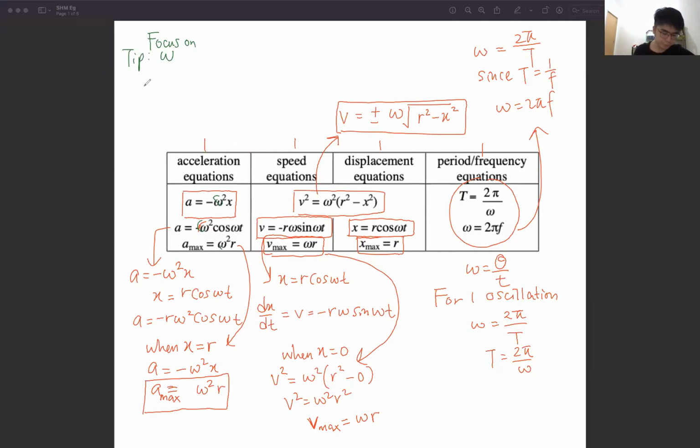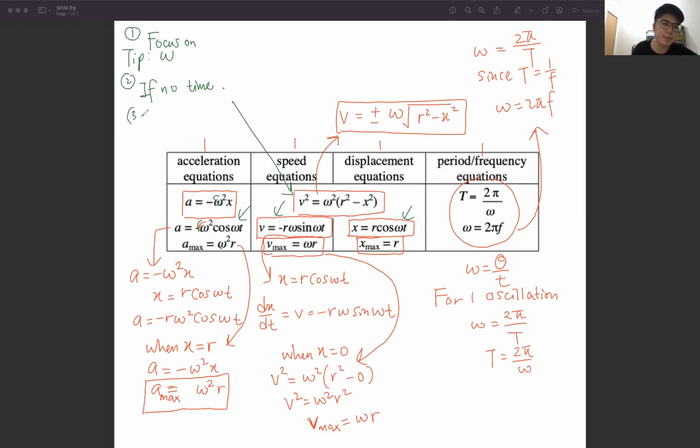And tip number 2: if time is not mentioned, if no time, then most probably we are going to use this one, because this one has no time in it. These equations, all the cos and the sine, have a t there, meaning they show the value of v at a certain time, the value of acceleration at a specific time. So if time is not given, you're not going to use those. We are going to use only this one: v squared equals omega squared (r squared minus x squared).